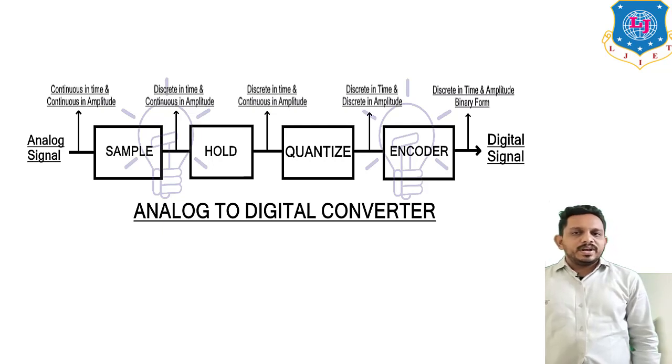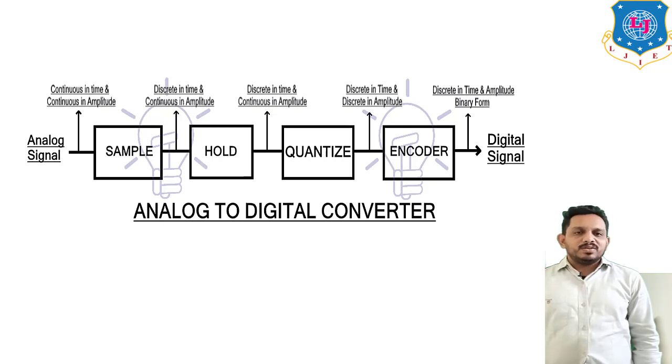So after this holding circuit, the quantizer is given. This quantizer will convert the signal to discrete in time and discrete in amplitude. So the signal's amplitude will now be discrete. Finally, it is given to the encoder, which will encode the digital signal. This digital signal is discrete in time and the amplitude is in binary form because we have quantized that signal. So now the signal is in binary form, that means we obtain the answer as a digital signal.